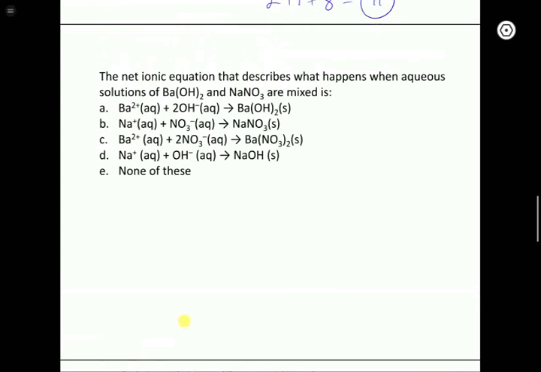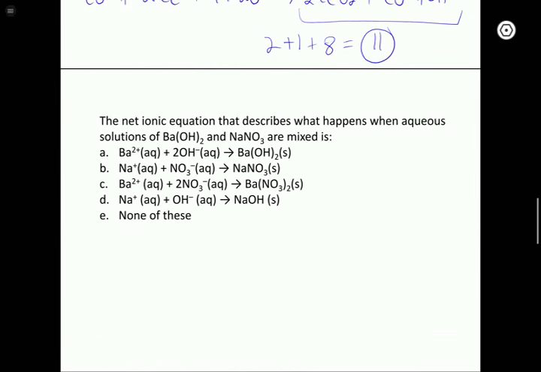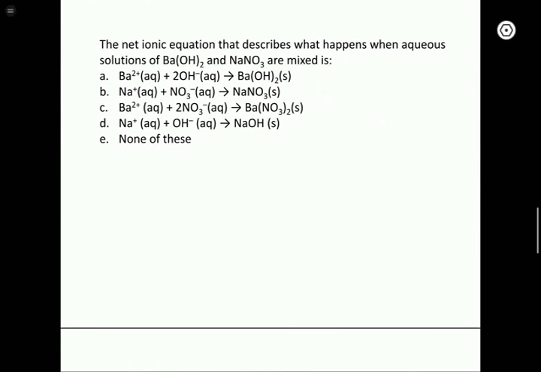Okay, this was sort of a little bit of a trick question here. This is about net ionic equations. And we want to know the net ionic equation that describes what happens when aqueous solutions of barium hydroxide and sodium nitrate are mixed. So we should recognize that this is potentially a precipitation reaction.